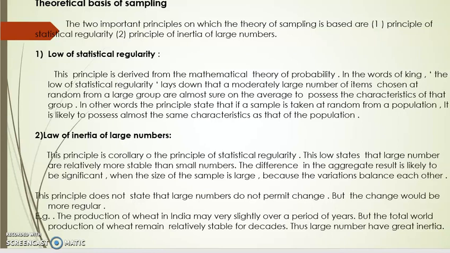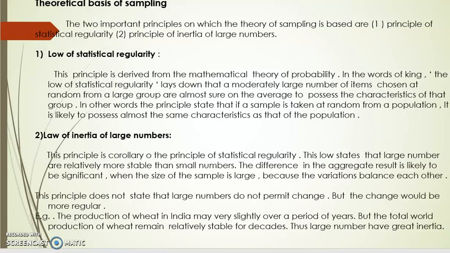The two important principles on which the theory of sampling is based are the principle of statistical regularity and the principle of inertia of large numbers. The principle of statistical regularity is derived from the mathematical theory of probability. This principle claims that if a sample is taken at random from a population, it is likely to possess almost the same characteristics as that of the population.